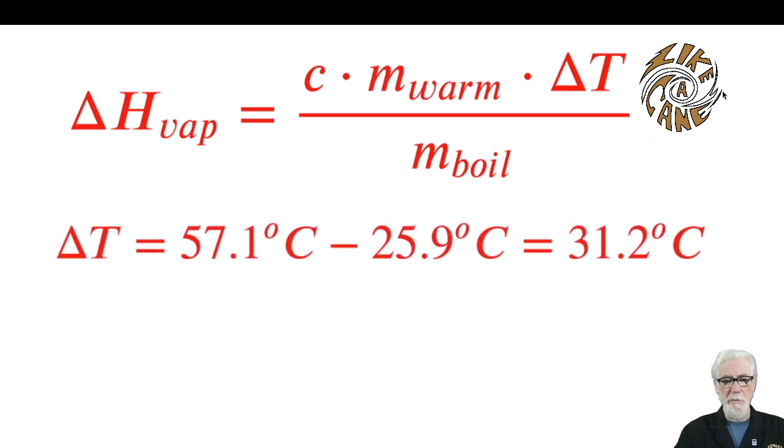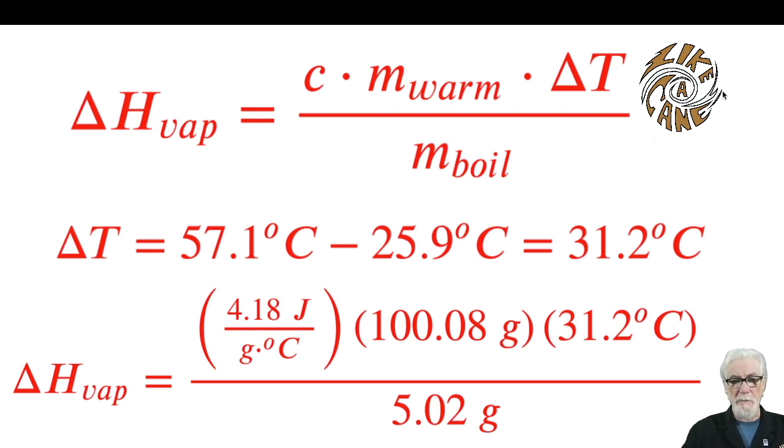It seemed to me like it began boiling at about 25.9 degrees Celsius, and as best I could tell, it was 57.1 degrees Celsius when the water had just finished boiling. So that's the temperature change that the larger amount of water underwent during the time when the 5 grams of water boiled off. So the difference between those two is delta T, and that's 31.2 degrees C, and that's what we'll substitute in for delta T in this equation.